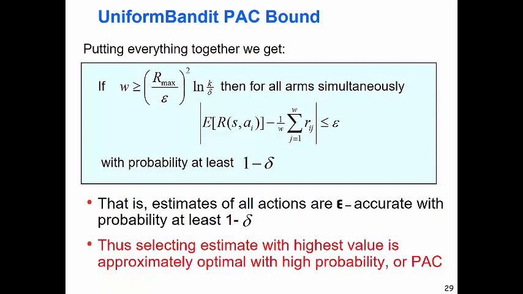And so W is going to grow as epsilon becomes small. You want to be more accurate, and as delta becomes small. And it's also going to grow with the number of arms, as you'd expect. So as long as that's true, then we're going to return something that's close to the best arm. So that was the main point.